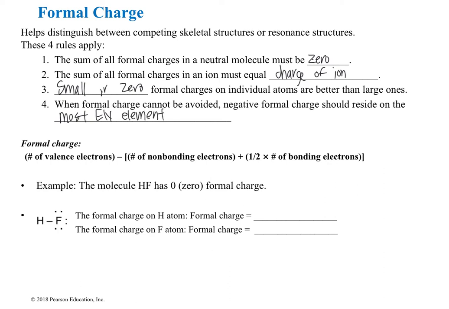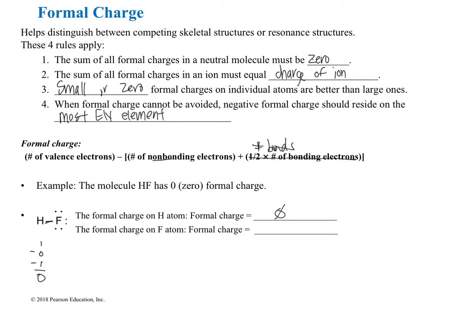So let's practice. Basically the gist is, you count the number of valence electrons in the atom, subtract the number of non-bonding electrons, minus the number of bonds. So if I have HF, for hydrogen, hydrogen has one valence electron. It has 0 non-bonding electrons, and it has 1 bond here. So its formal charge, 1 minus 1, is 0.